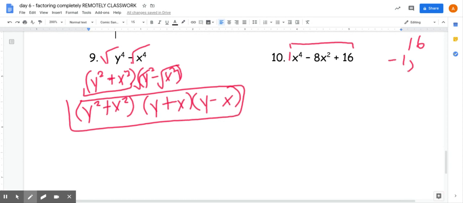So I'm just going to use my negative factors. I'm going to skip the positive ones. Negative 1 and negative 16, negative 2, negative 8, negative 4, negative 4. So which pair here adds to negative 8? That would be negative 4, negative 4.